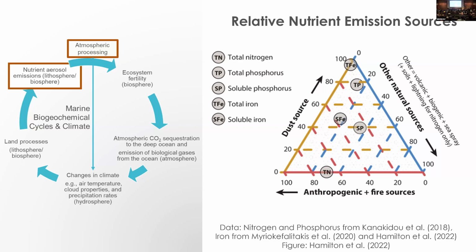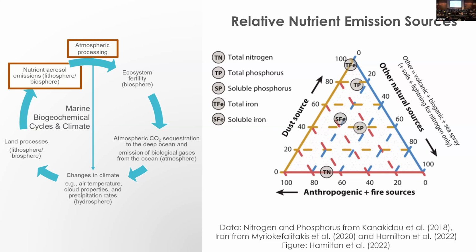If we look here at TN, total nitrogen, we can see that it is very much dominated by these pyrogenic sources. The vast majority of the nitrogen getting into the atmosphere is in fact coming from pyrogenic sources. However, conversely, if we look at the total amount of iron or the total amount of phosphorus being released to the atmosphere, that's dominated by dust sources, those mineral sources.